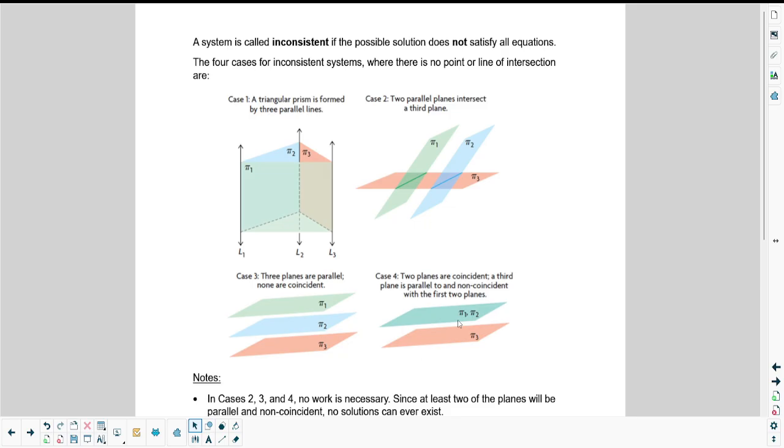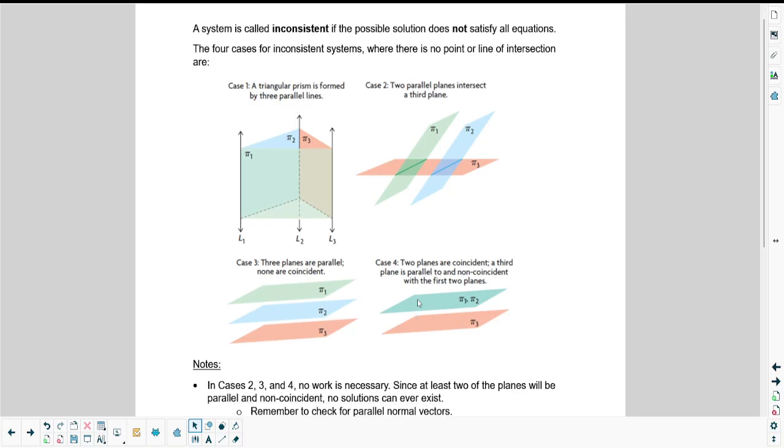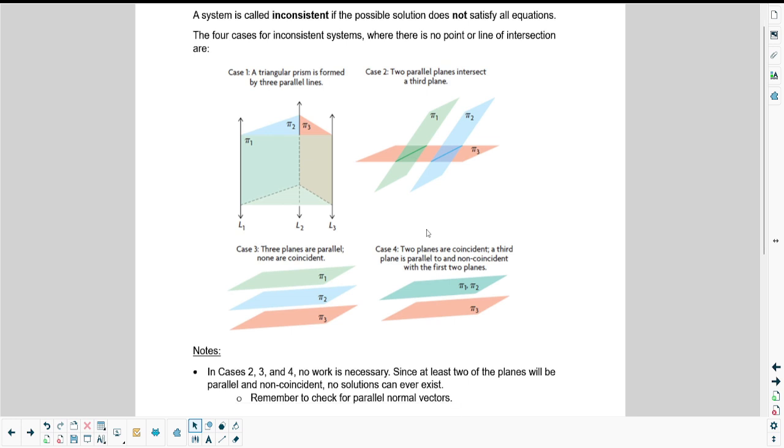The last one is more of an annoyance than anything. If two planes are coincident, so those two lie on top of each other, and then the third one is parallel to those, well, you got a gap again. So if there's ever a gap between any of the planes, you immediately have no solution because there's no consistency. The only time that doesn't happen is if you have case 1 where they all intersect, but it's pairwise intersection. So 1 with 2, 1 with 3, 3 with 2, but not everybody all at once. So if you ever get case 2 or 3 or 4, where you notice that 2 of the planes are strictly parallel, then you know there's no work to be done because there's not a solution.